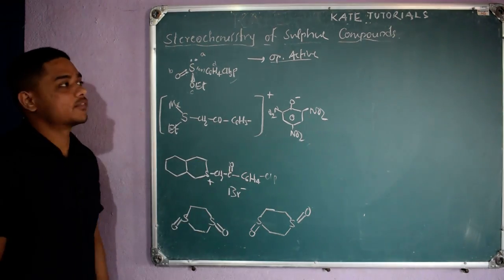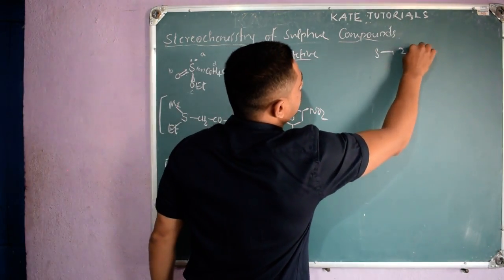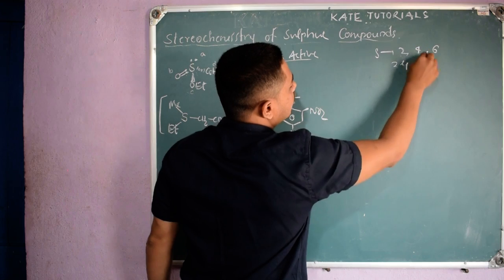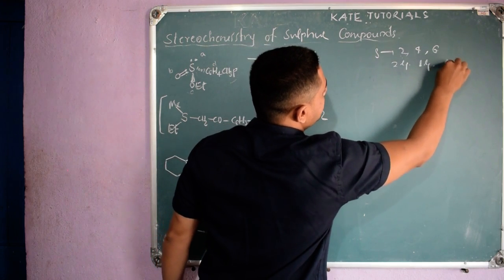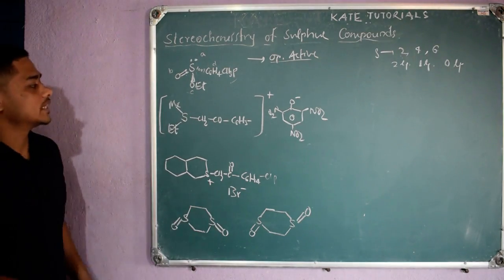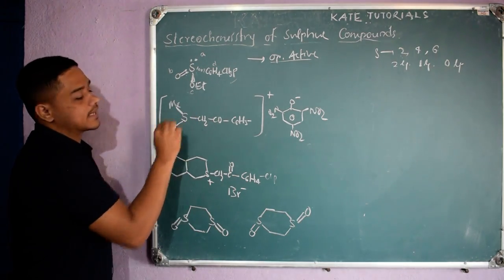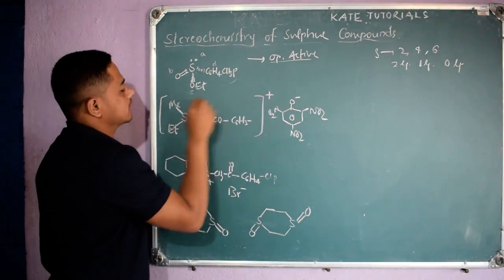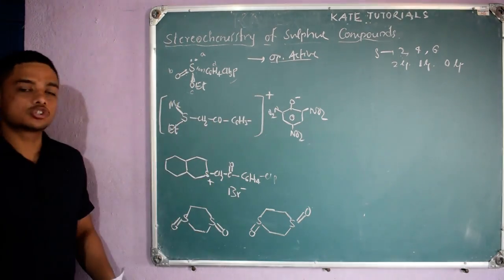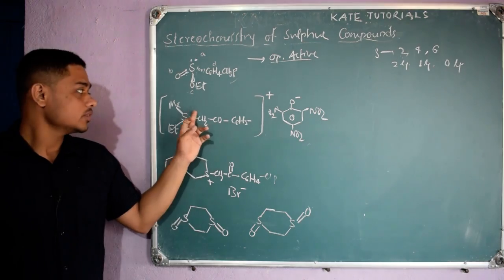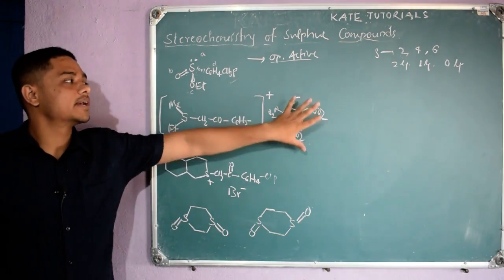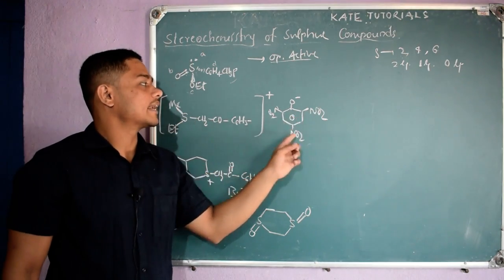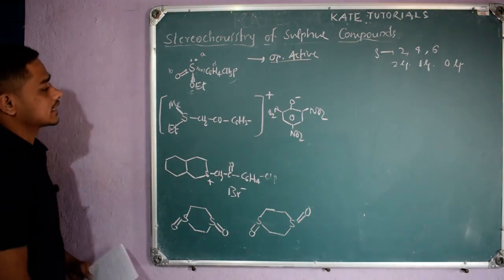Similarly, I told you sulfur can have only 2, 4, 6 bonds. If it is 2 bonds, it will have 2 lone pairs. If it is 4 bonds, it will have 1 lone pair. If it is 6 bonds, it will have 0 lone pairs, right? But here sulfur has 3 bonds, 1, 2, 3. So with 3 bonds, I told you it will get a positive charge. I can write plus here, or I can make a bracket here and write plus here. It is understood that sulfur has a positive charge. It means there will be an anion, and that anion is this one, the 2,4,6-trinitrophenoxide anion. So this is the thing, right?